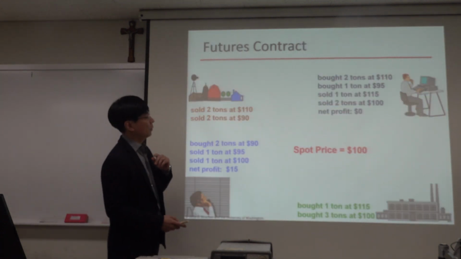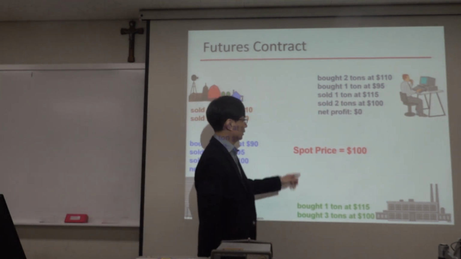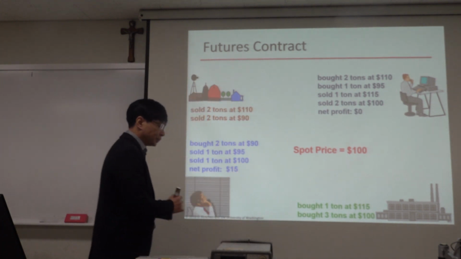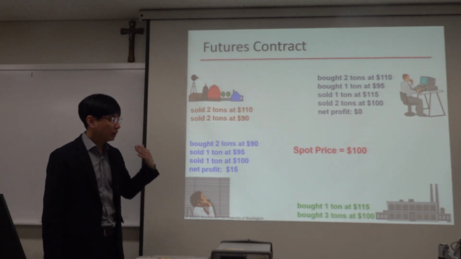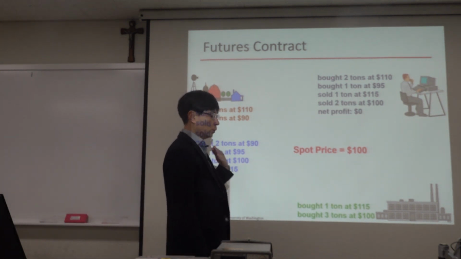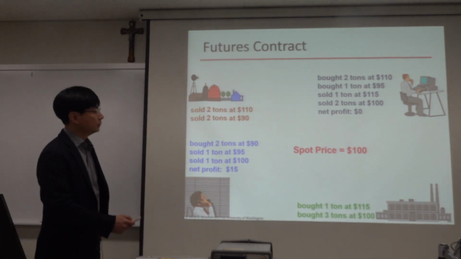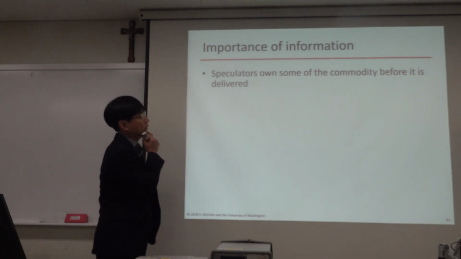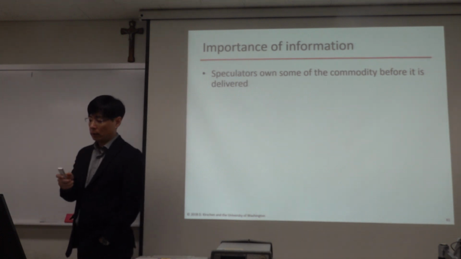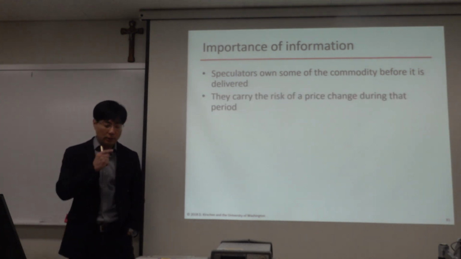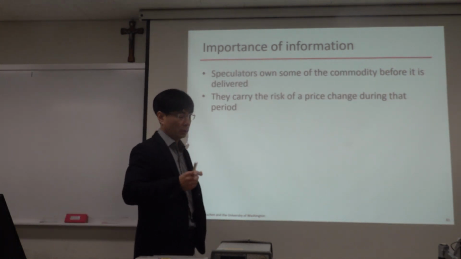So, suppose that you are speculators. Then you need to predict the spot price, and also you need to make a decision on when to buy and at which price, or when to sell at which price. And to do that, they need to have some forecasting prediction. So that's why information is important. So speculators own some of the commodity before it is delivered, and that means they carry the risk of price change during the period, because anyway they need to clear the position.